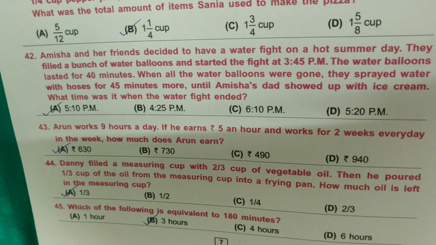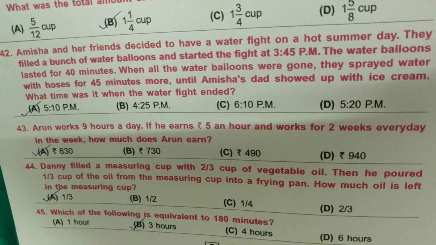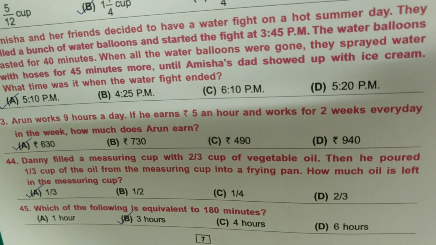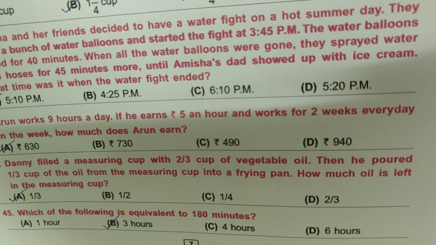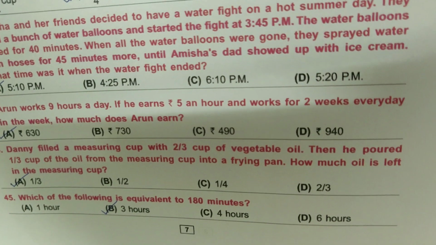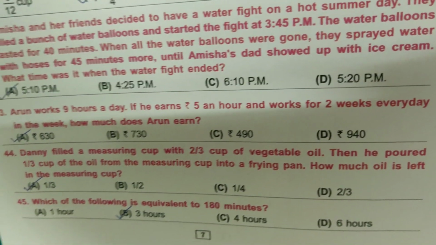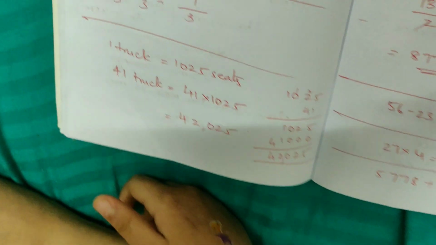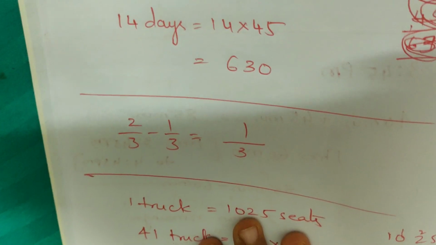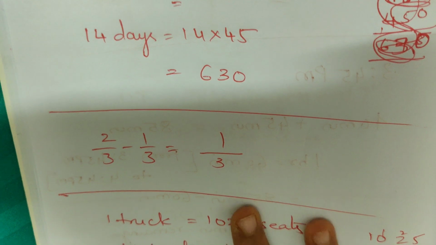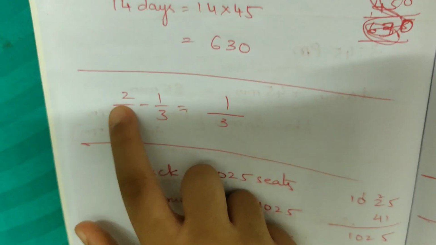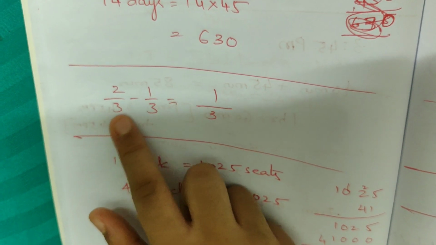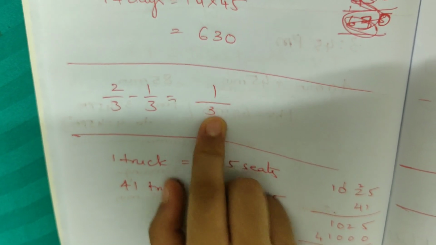Danny filled a measuring cup with 2/3 cup of vegetable oil. Then he poured 1/3 cup of the oil from the measuring cup into a frying pan. How much oil is left in the measuring cup? 1/3. So 2/3 minus 1/3 equals 1/3. Because 2 minus 1 we get 1, and the denominator will never change, so it will be 3.